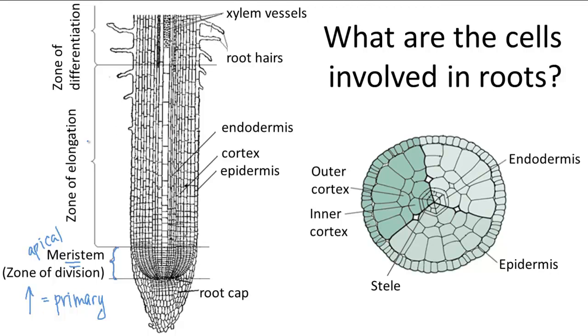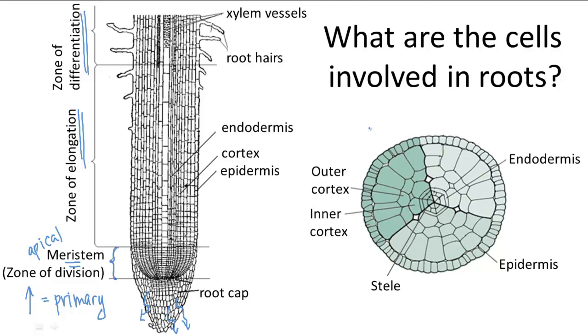Above the meristem is the zone of elongation, and this is where the cells elongate and push the root deeper into the soil. The third zone, the zone of differentiation, is where the cells specialize into different types of tissue, such as the epidermis, the xylem, and the phloem. The root cap secretes substances that break down the soil and allow the root to push deeper into the soil.